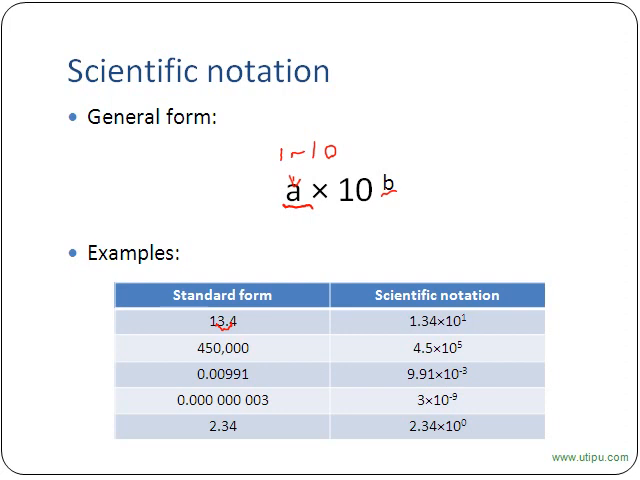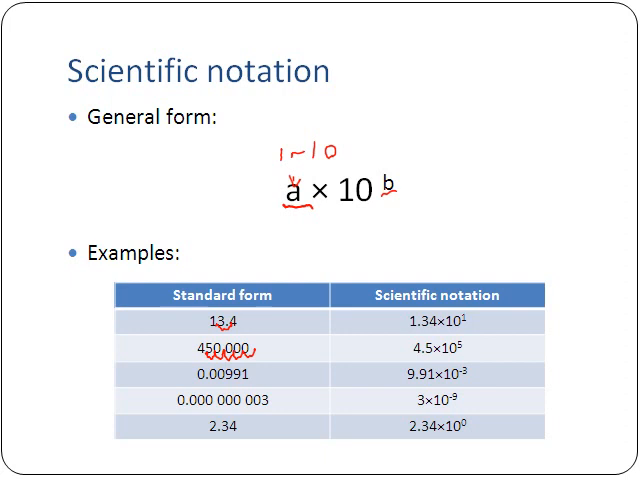For our next one here, 450,000, well, where do we put the decimal? Well, let's put the decimal right there. How many spots did it have to shift over? There's 1, 2, 3, 4, 5 spots. And so this is going to be 4.5 times 10 to the fifth, because it's shifted over 5 spots.